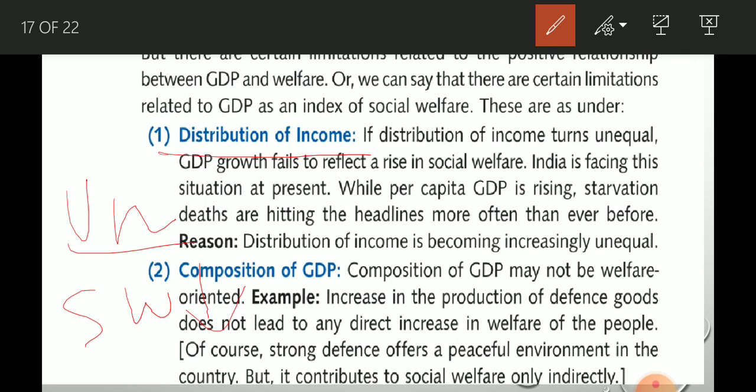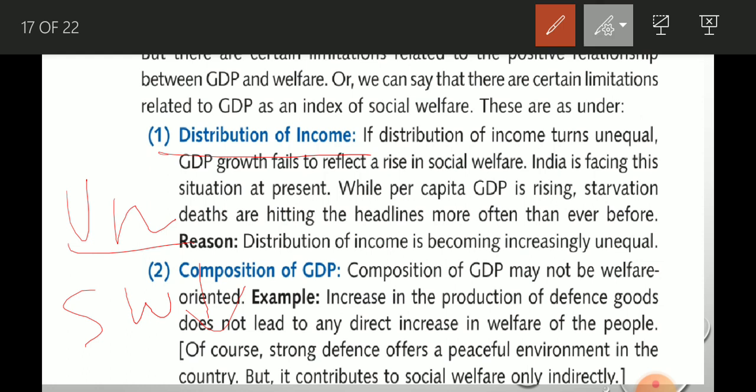Like Mukesh Ambani, he is one of the richest persons of the world. But on the other hand, 21% people are living under the BPL. It means they are not able to fulfill their basic requirements like food, shelter, clothing, nursing, education. They have to depend upon the government. So in any country where there is uneven distribution of income, GDP is not going to be a true indicator of social welfare. Actually, increasing GDP is not going to increase the social welfare, like in our country.